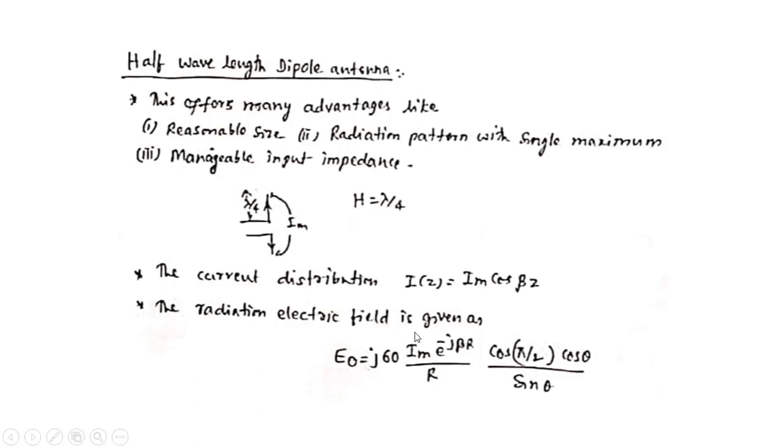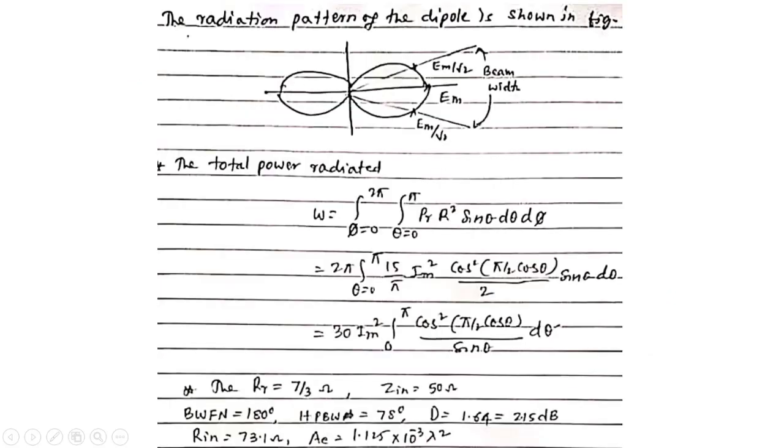The radiation electric field is given as E theta is equal to j60 Im e raised to minus j beta r whole divided by r into cos pi by 2 cos theta whole divided by sin theta. The radiation pattern of the dipole is shown in the figure. Here these are the lobes, on two sides. So here we get the maximum value Em, and here you will get half power at this point. You will get beam width equal to this much, from this angle to this angle.